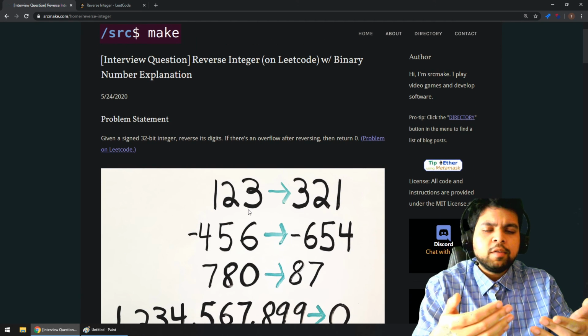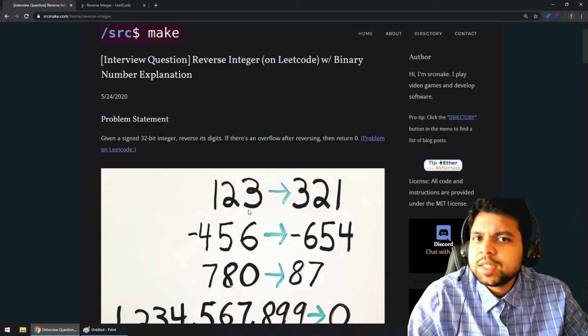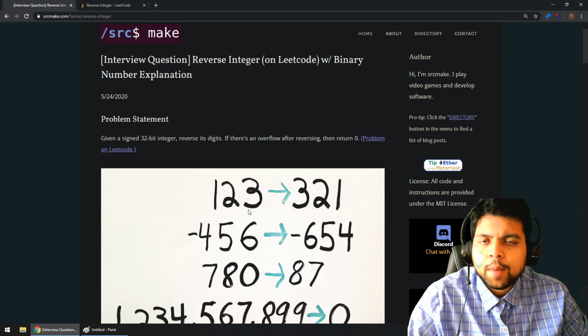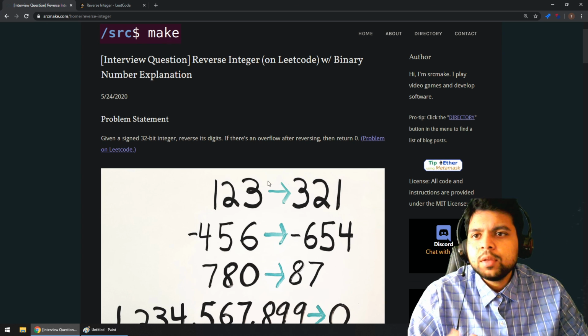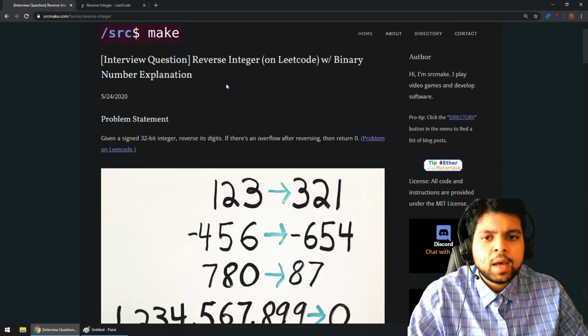Hopefully I went over binary numbers well enough and you understand what's going on. I recommend trying to code this out yourself from scratch, without even copying and pasting my solution. There'll be the link to this LeetCode page right here, so try to do this by yourself, and that will be it.